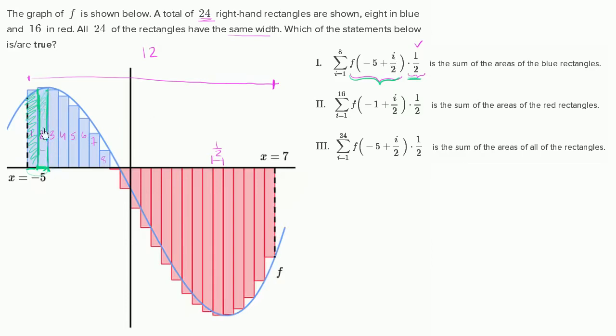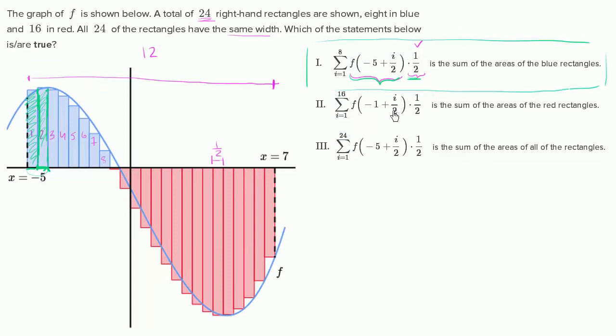So once again, that is that area. And you can keep following it. Every time we're taking the function, we're starting it, this first one is -5 plus 1/2. And then for each increment, we're adding a half to, I guess, the right-hand side is one way to think about it. So this actually makes complete sense. And we're doing this for the first 8. So this is indeed true. This is the sum of the areas of the blue rectangles.